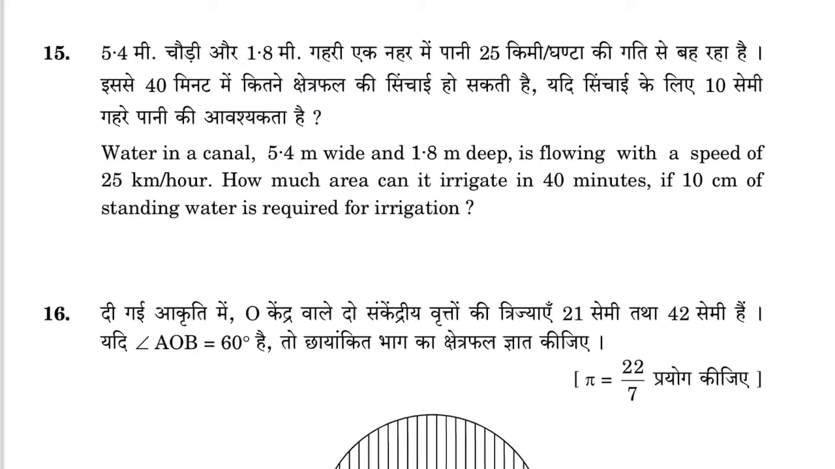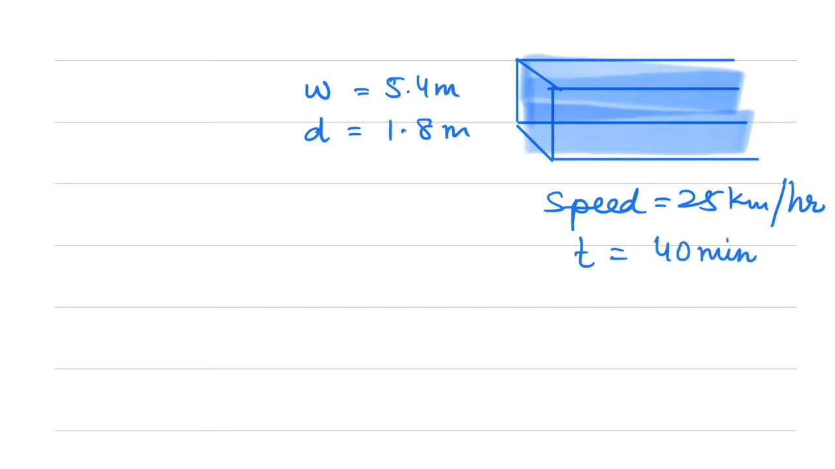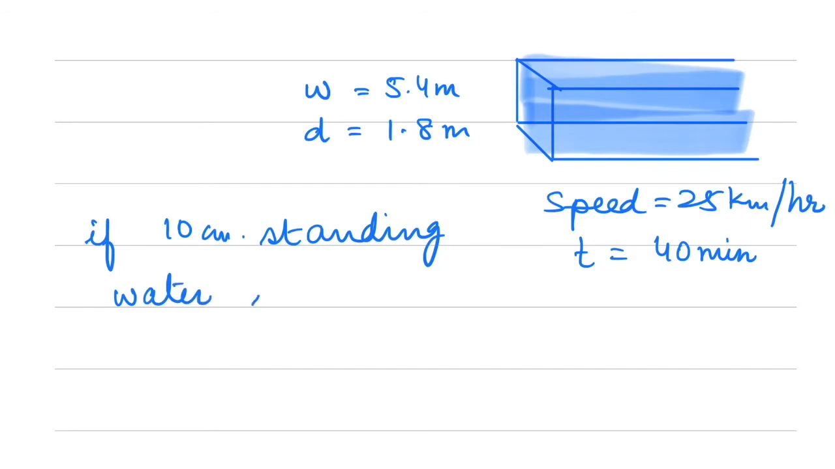15th question. In this question we have a water canal, so it will be in the form of a cuboid. The water is flowing in this canal. Width is 5.4 meter, depth is 1.8 meter, and it is flowing with a speed of 25 kilometer per hour, and time is given as 40 minutes. So how much area can it irrigate in 40 minutes if 10 centimeter standing water is required.